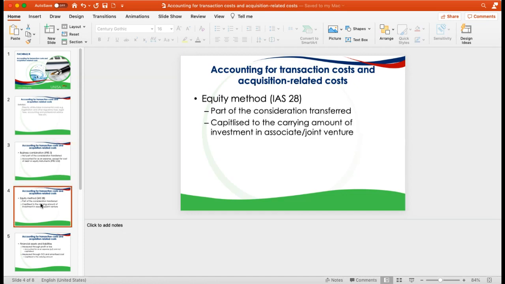Now, in the case of the equity method, in other words, when one acquires either an associate or a joint venture, the transaction costs do form part of the consideration transferred, as they are not expensed when incurred. They are actually capitalized to the carrying amount of the investment in the associate or joint venture.